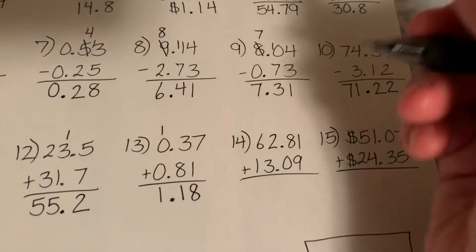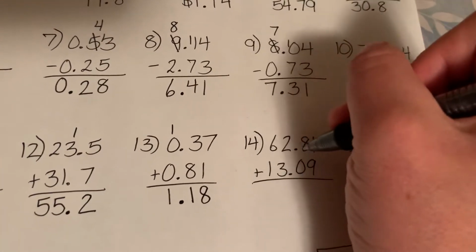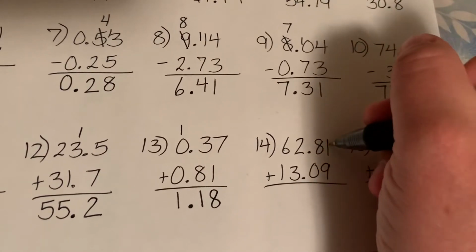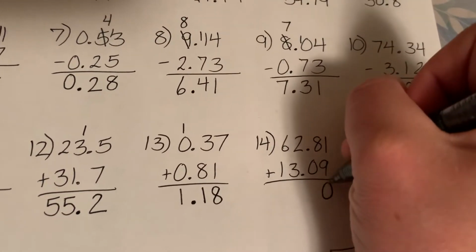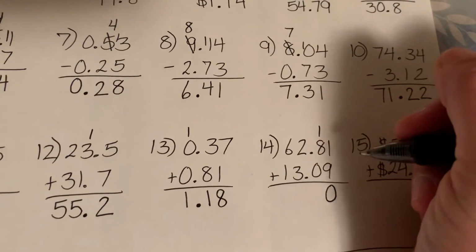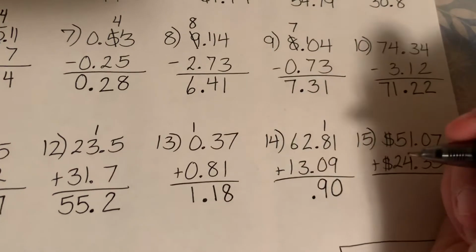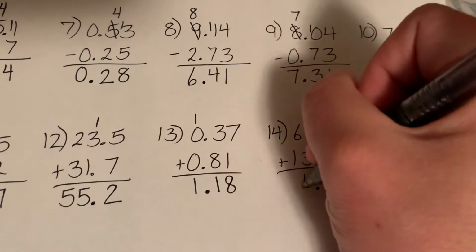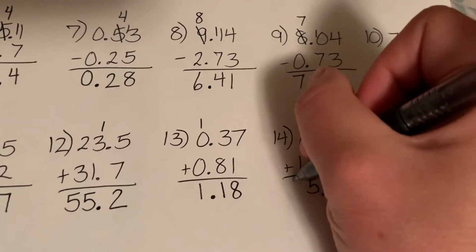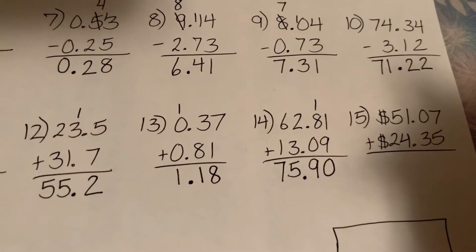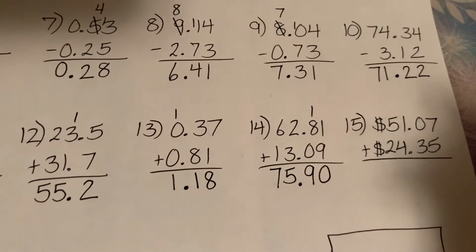Number 14, 62.81 plus 13.09. 1 plus 9 is 10. 0 down, carry the 1. 1 plus 8 is 9. Bring down your decimal. 2 plus 3 is 5. 6 plus 1 is 7. So your answer is 75.90 or 75 90/100.